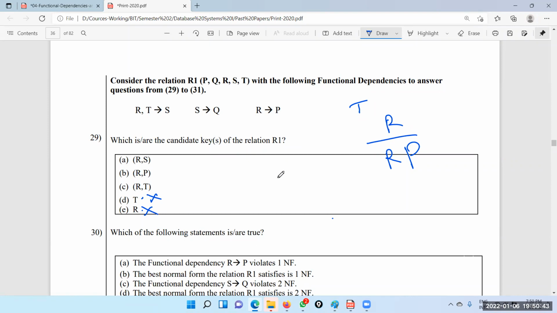Now let's take this RS. RS determines RS, R determines P, S determines Q. Now we have PQRS, but still T is not there because here we have only R. In order to do that, we have to add T, but T is not there. So therefore, this is not the answer.